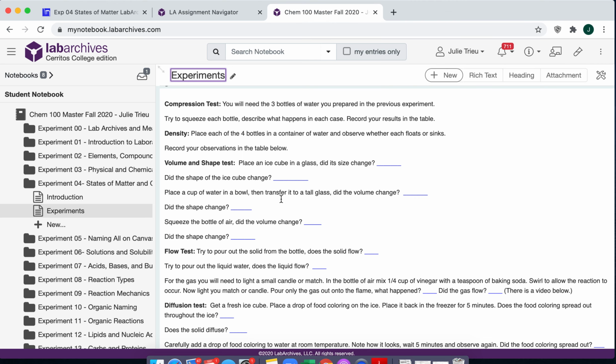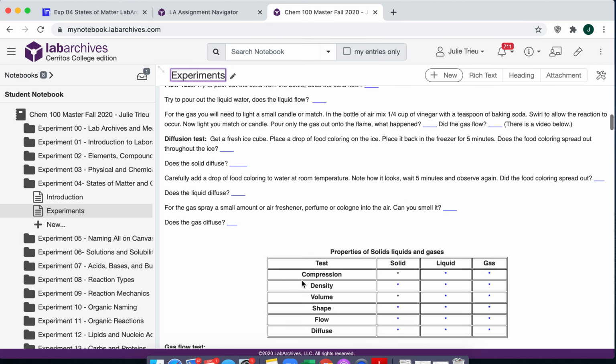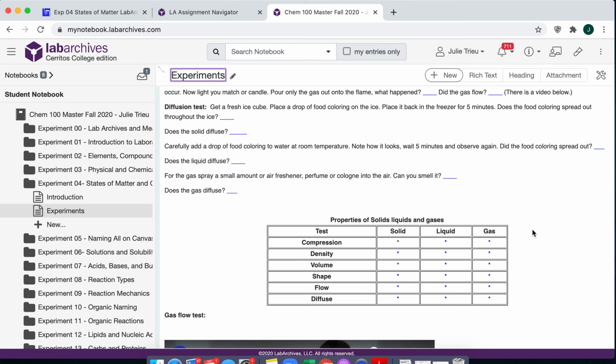All of them should be yes or no questions. At the end, you're going to make the summary table and fill out yes or no in this table. For example, you have done some compressions. Most solids we cannot compress, we cannot squeeze them, so it's going to be no for solids. Same thing with liquid. We cannot squeeze the liquid, so no compression for liquid, but for gas molecules, we can squeeze the bottle. So gas molecules can be compressed.